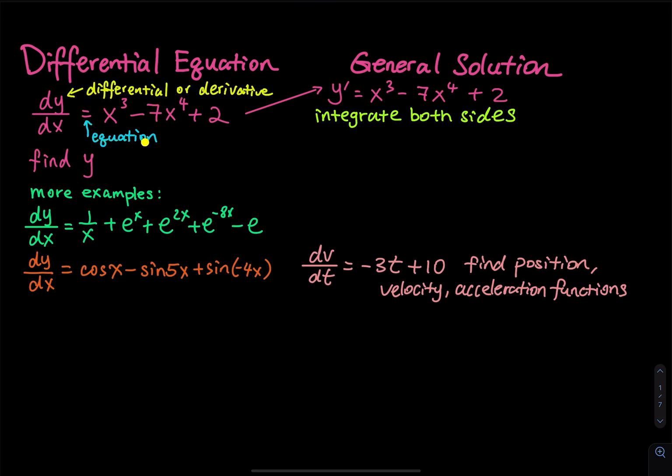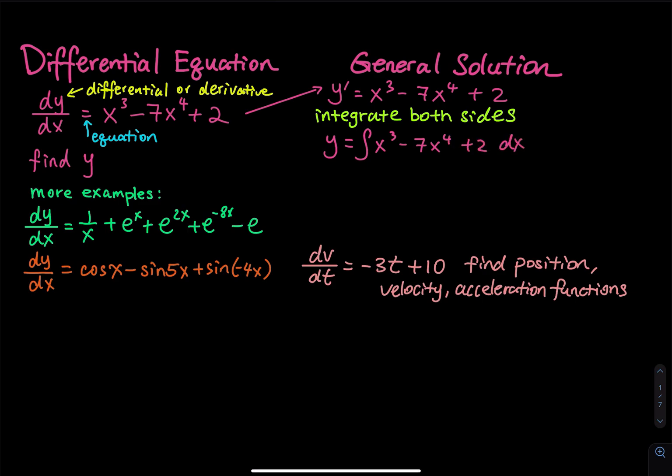So what is a general solution? A general solution is, I gave you what y prime equals, and I want you to find y for me. So this is going from y prime to y. You can say we take the integral or we find the antiderivative. So we have y prime equals x to the third minus 7x to the fourth plus 2. Finding y means we are trying to integrate both sides. So what is y equal to? y is equal to the integral of x to the third minus 7x to the fourth plus 2 dx.